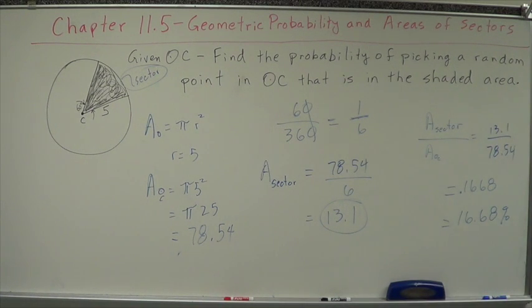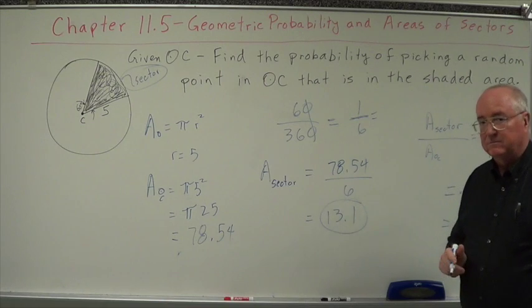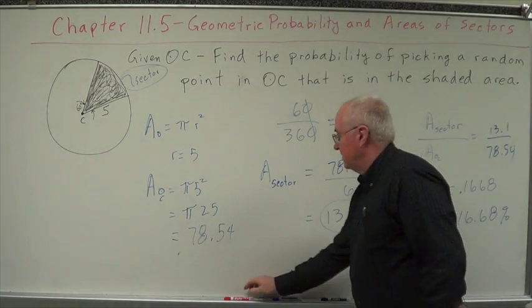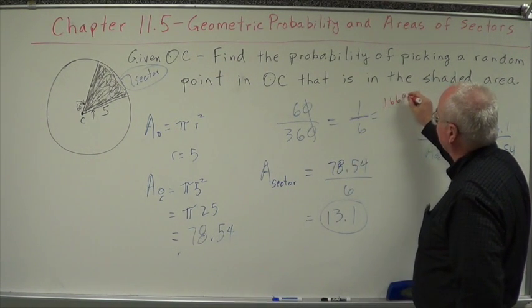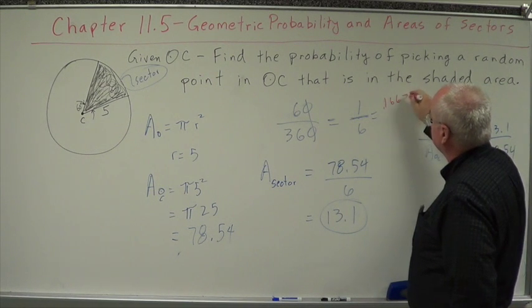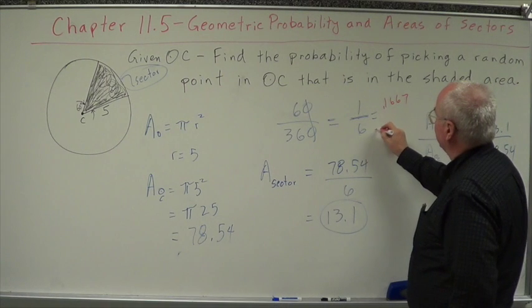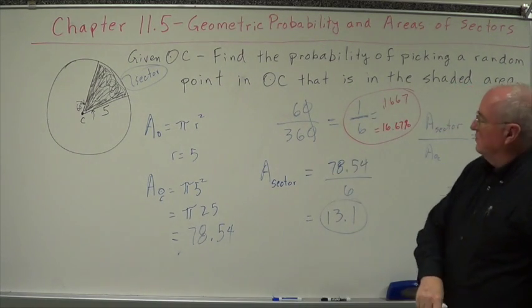Okay? Now, guess what? This right here equals .1667. Over here we rounded a little bit, so we got a little off. That equals 16.67%. Two ways to do it.